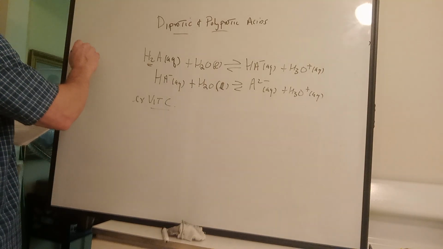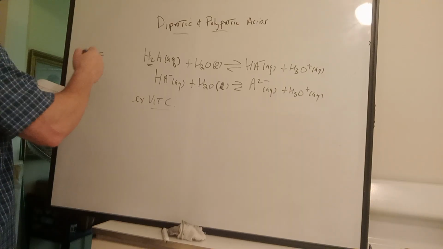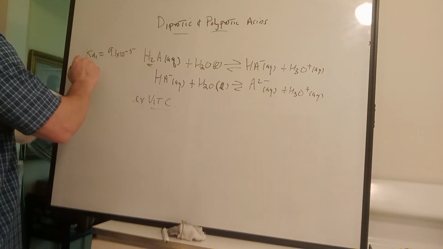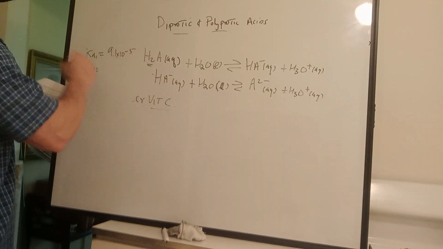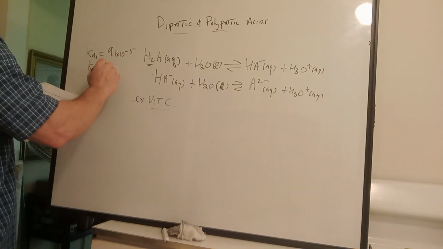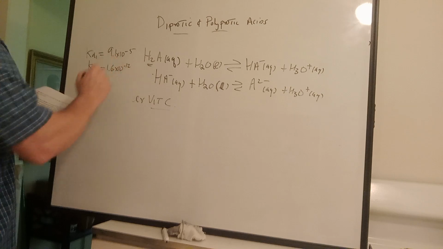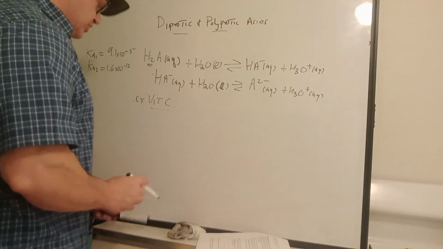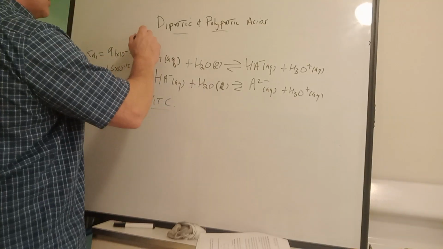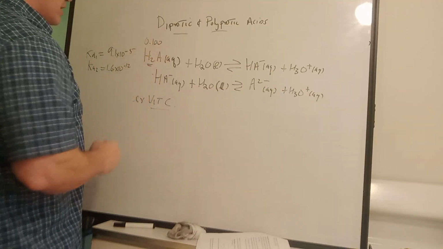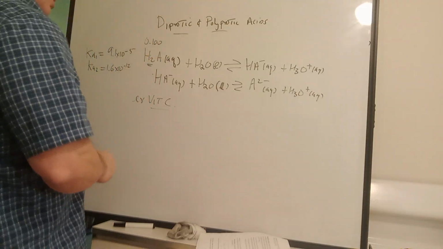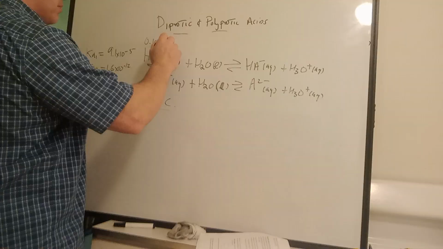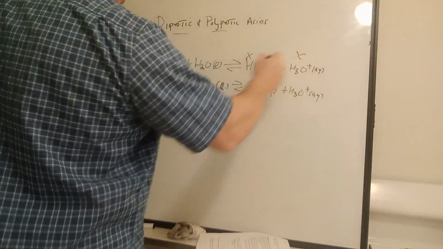Ka1 for the first step, products over reactants, I'm just putting a subscript 1, is 9.1 times 10 to the minus 5, and Ka2 for the second step here is a lot smaller. It's 1.6 times 10 to the minus 12. So let's just say hypothetically we would start out with a system that was 0.100 molar in H2A, vitamin C. Go through the ICE table method, and this is going to be minus X, and you're going to have an X and X here. We're going to ignore the second step.